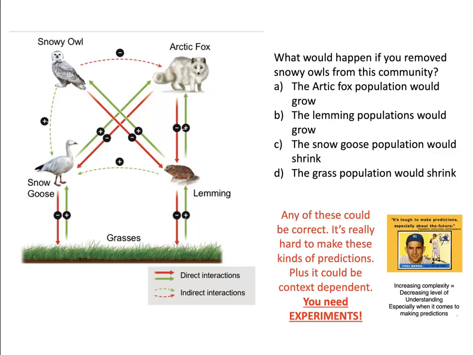Well, this was a bit of a trick question. Any of those choices, A, B, or C, could be correct. And it's actually extremely hard to make these kinds of predictions. And on top of that, it could be context dependent. So in other words, this community in one particular environment, if you remove snowy owls, might act one way. But if you did it in a different place, it might react a different way. And so in the end, you actually need experiments to establish what the effects are going to be.